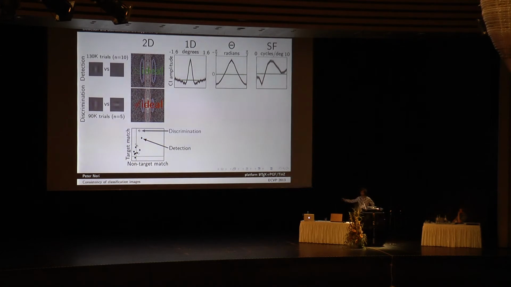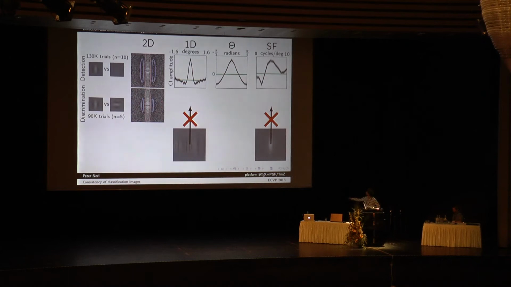This is perhaps surprising, because it's unsurprising for detection, since that's what you'd expect from the ideal observer, but for discrimination, the ideal observer predicts that the template should be the difference between the target and the non-target, and it's nothing like that. But it's good news for us because it means that the same mechanism is operating in the discrimination task.